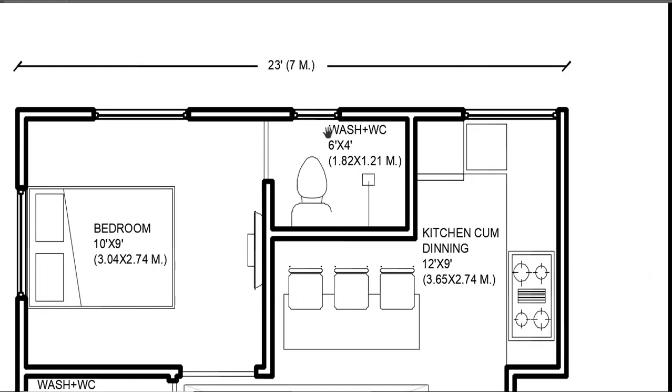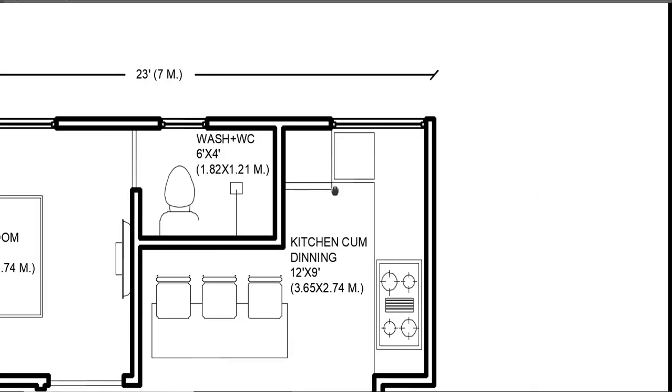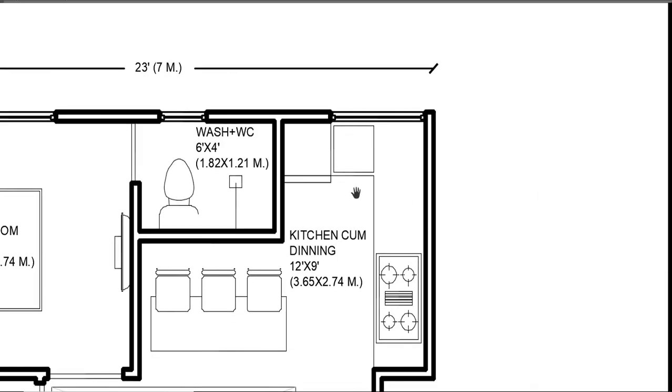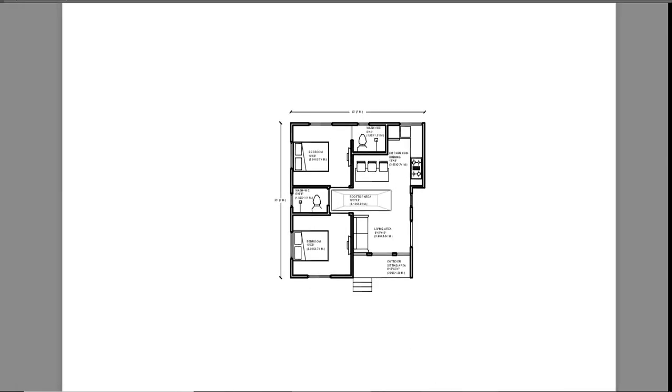We have attached washroom plus water closet with this room. The size of the washroom is 6 feet into 4 feet, in meter 1.82 into 1.21 meter. You can see here the water closet and the shower area. We have a ventilator for ventilation of this washroom and also we have a window for ventilation of the kitchen. So this is the floor plan of the house you are watching on the screen.